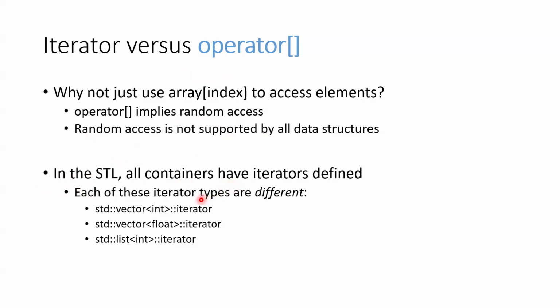But in the STL, all containers have iterators defined. All of those are of different types. A vector int iterator is different from a vector float iterator, and is different from a list iterator.